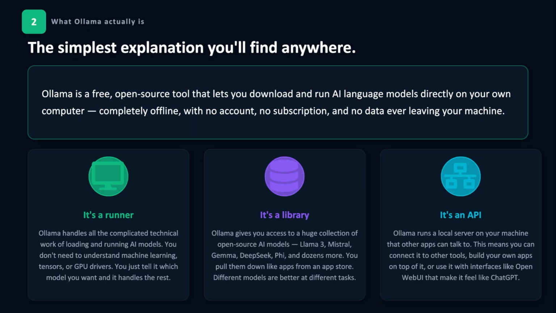And third, and this is what makes Ollama so powerful for building things, it runs as a local server on your computer. That means other applications can talk to it. You can connect it to a beautiful chat interface that looks just like ChatGPT. You can build your own apps that use it as the AI brain. You can even integrate it with automation tools. It's not just a chat box, it's an API running on your own machine.